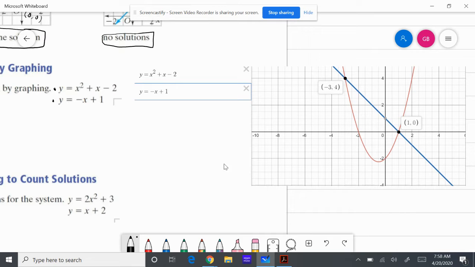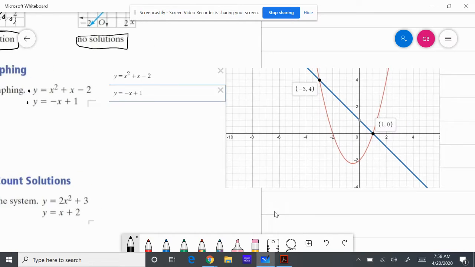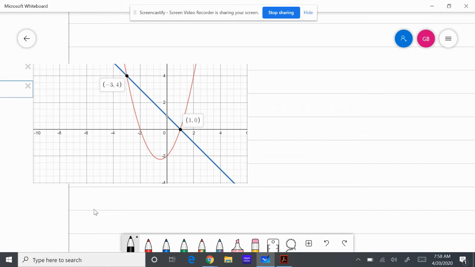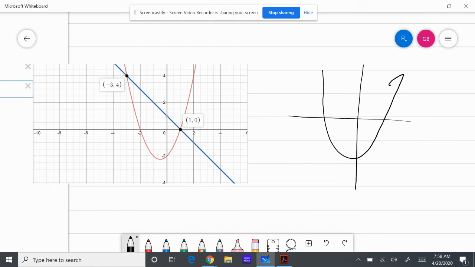Now, if you're going to do it on a separate sheet of paper, all you have to do on your separate sheet of paper is make a sketch of this. You go ahead and sketch it to the best of your ability. So there's a quadratic that looks kind of like this, a linear function that looks kind of like this, and the important part is the points where they intersect. And that's going to be negative 3, 4, and 1 comma 0. So you could do that on a separate sheet of paper. Either version would be fine.